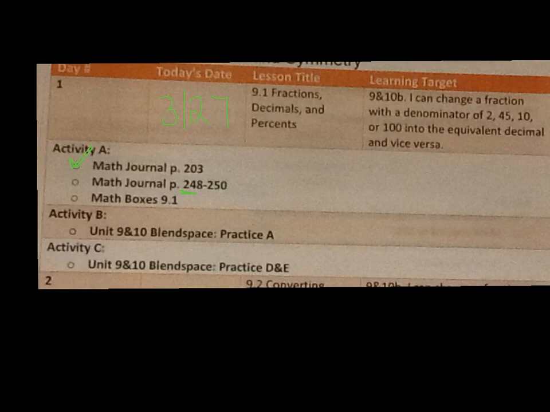If you finish all three of those things and you have them checked off on your learning journey, if you're in Activity B, you can go on ahead to Units 9 and 10 Blend Space Practice A. And if you're Activity C, you can go on to Units 9 and 10 Blend Space Practice D and E. Make it a great day.